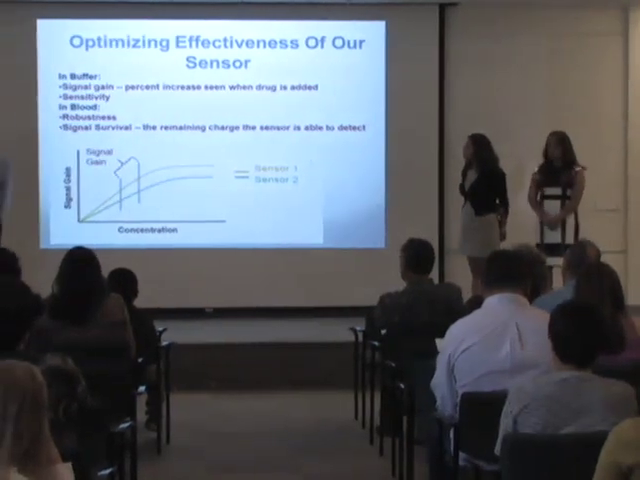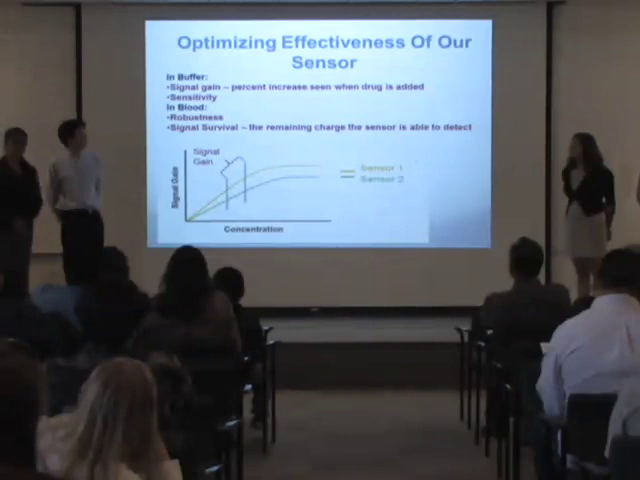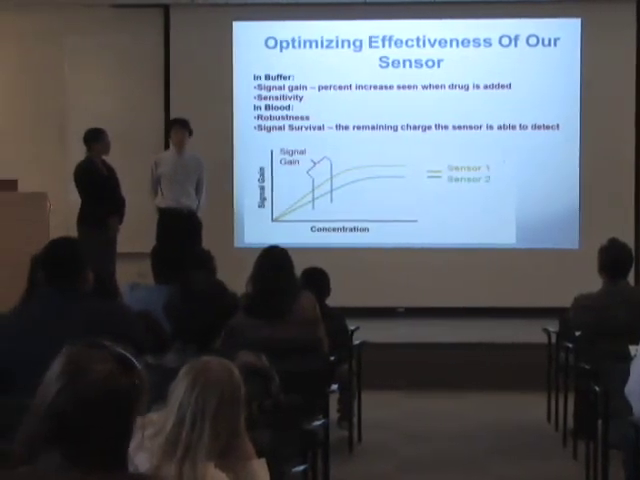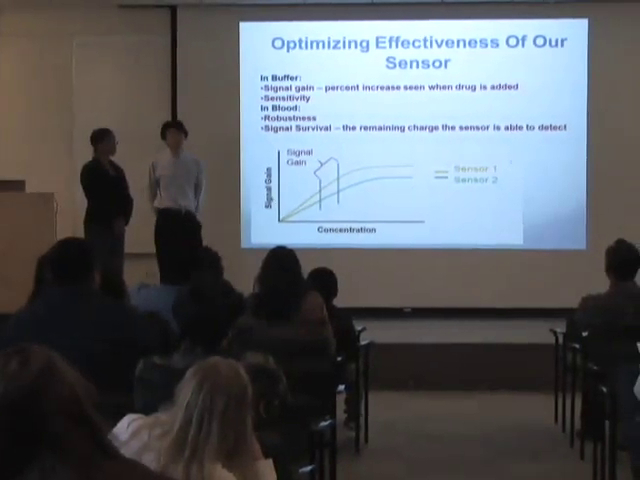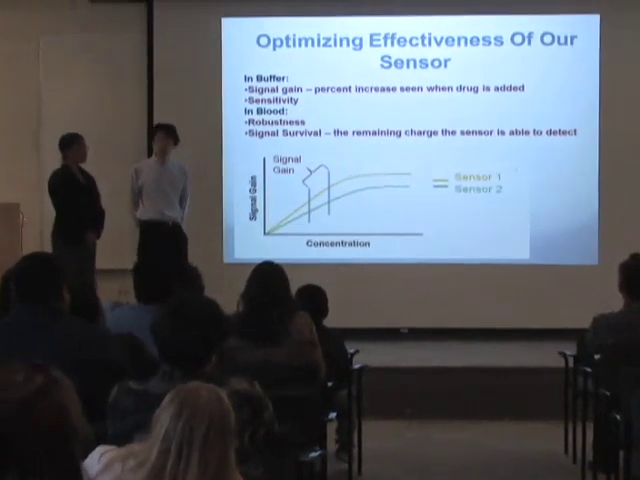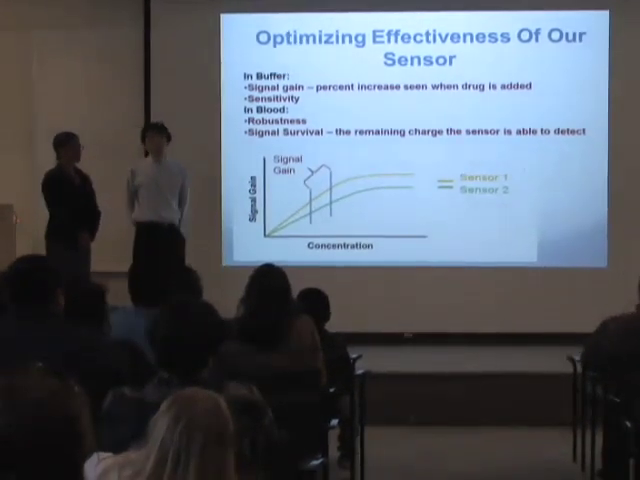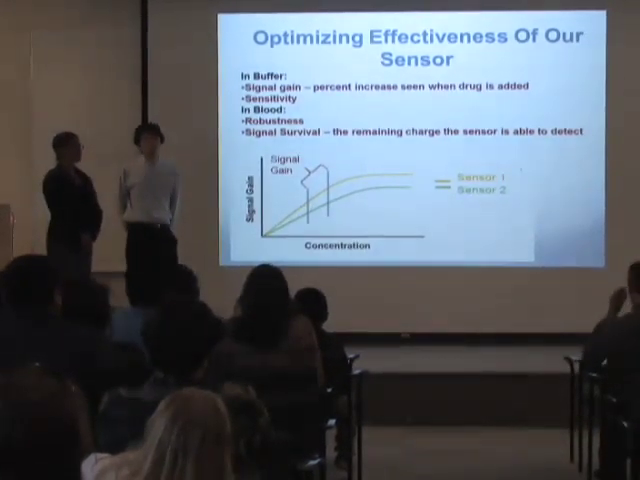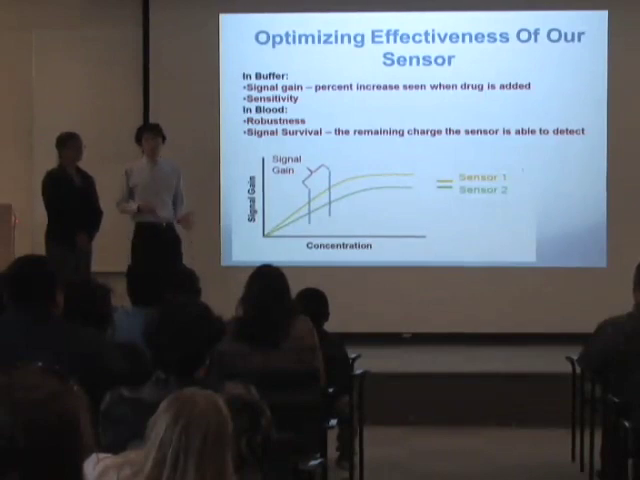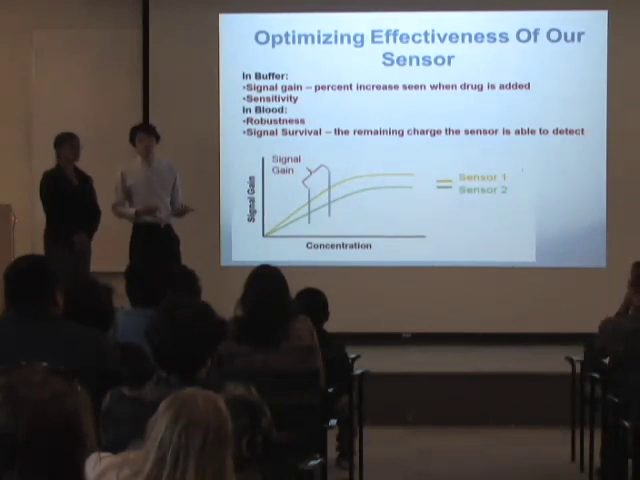So our contribution to our mentor's goals was to optimize the effectiveness of our sensor, and the two mediums that we were using were buffer and blood. We used buffer because there will only be a direct interaction between the drug that we add and our sensor, and we are using blood because blood is the medium that we wish to work with eventually.